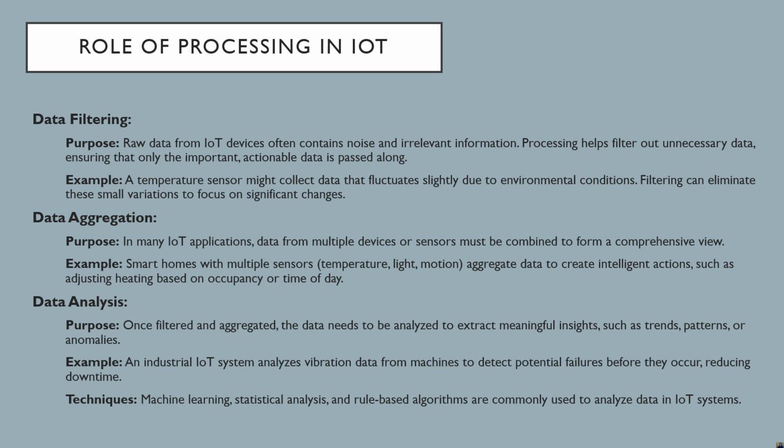Next, moving on to data analysis, the other role of processing. The purpose is that once filtered and aggregated, the data needs to be analyzed to extract meaningful insights such as trends, patterns, or anomalies. For example, an industrial IoT system analyzes vibration data from machines, and the techniques such as machine learning, statistical analysis, and rule-based algorithms are commonly used to analyze things.